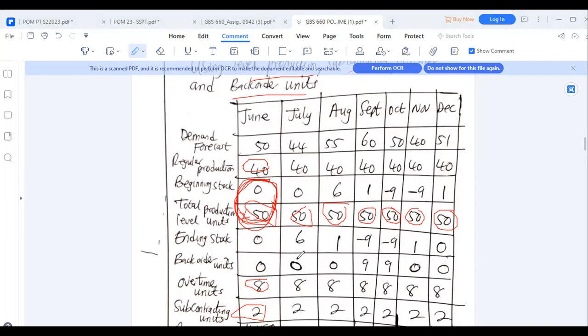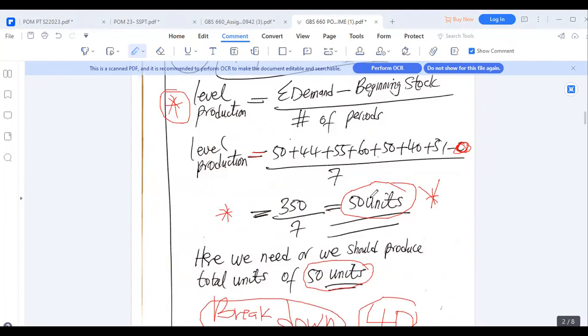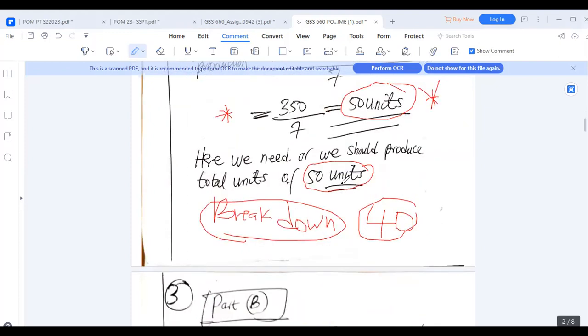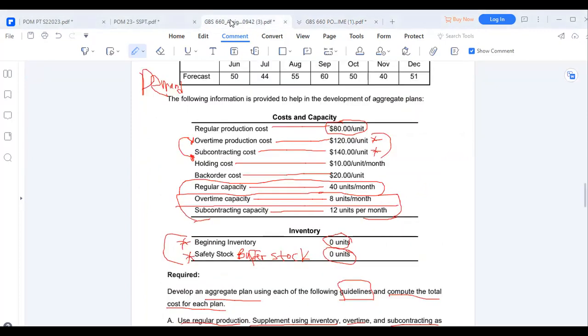Yes, so all those who are behind, it could be because maybe you joined a little bit late, but you see there's an aspect of level production here, which is 50 units. This is our total production. Now, this total production should have a breakdown. You can only allow the regular production from the 50 is 40 units. So it's 40 units that they have been only allowed to produce on a regular basis.